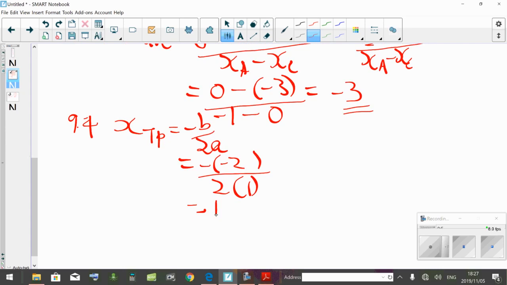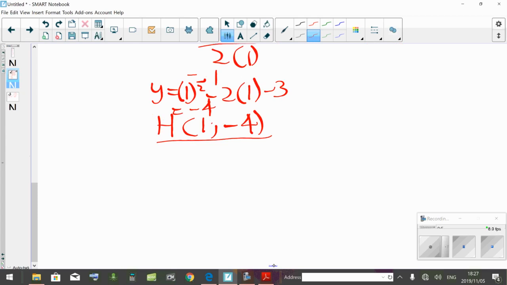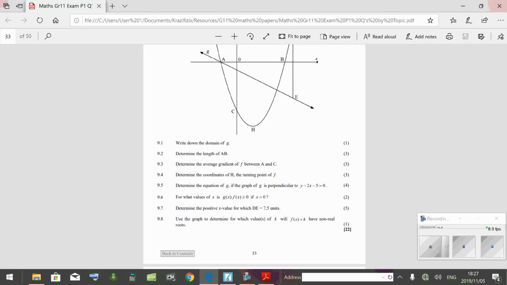However, for coordinates, we need both x and y. So now we substitute to get y, just substituting in the given equation, and I'm getting -4. And then I write my answer as a coordinate. The turning point, which is H, is (1, -4). Next question.